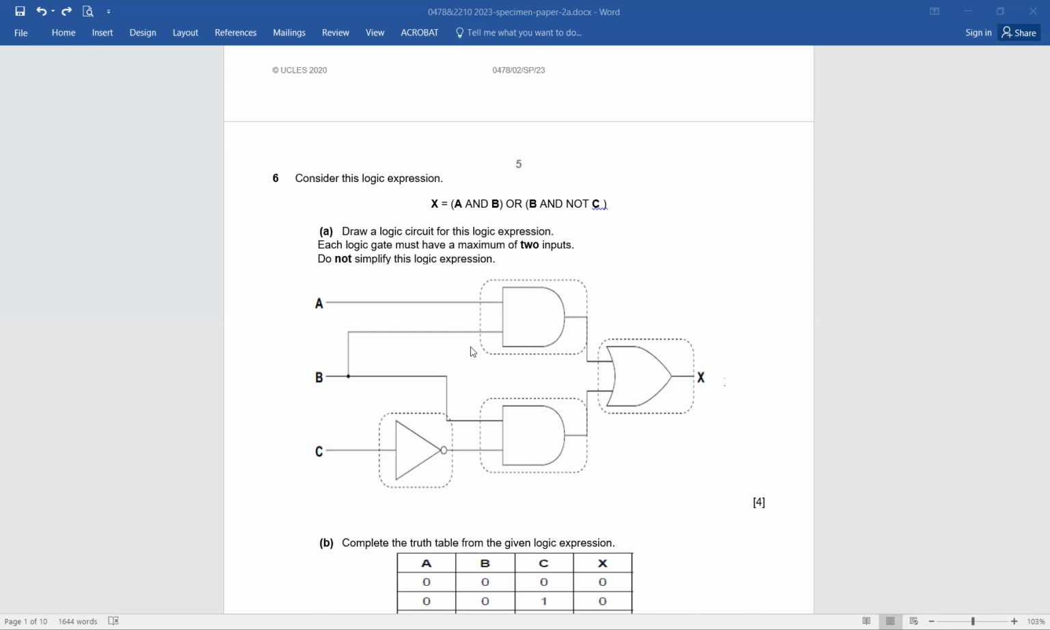It means that there's a division of marks for each stage. So the first part is A and B. The AND operation is performed with A and B, and the outcome of this goes to the OR gate. Then you can see B and NOT C. The signal comes from B, going to the AND gate. And from C, there's the NOT symbol first. We have the NOT gate first, and the outcome goes to the AND gate, and the result goes to the OR gate. So this is the logic circuit of the expression that is given to us.